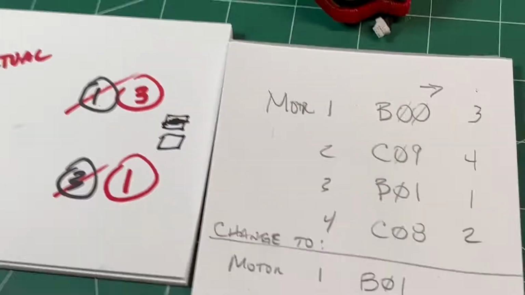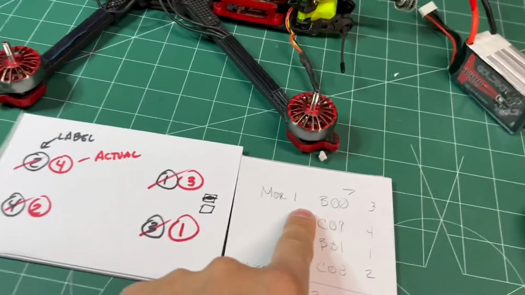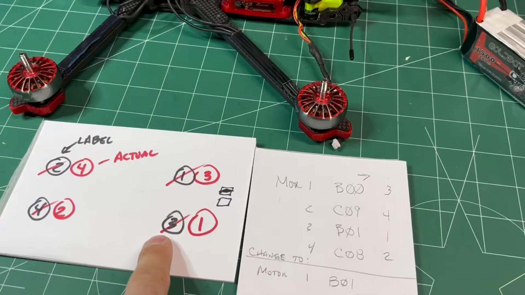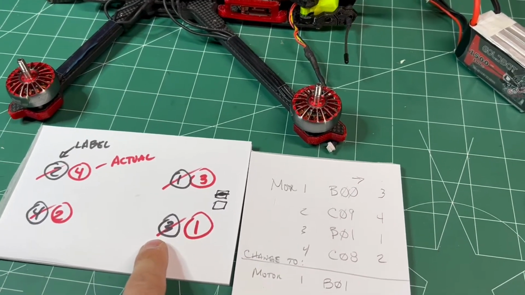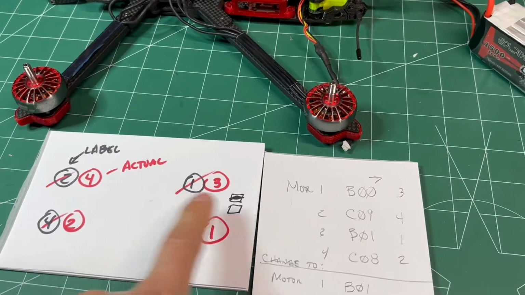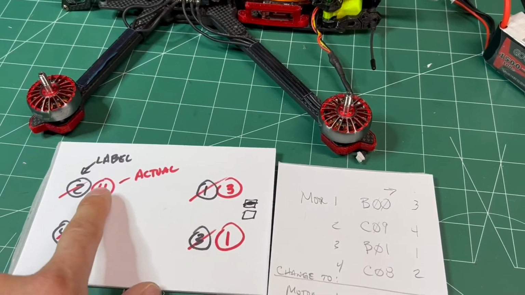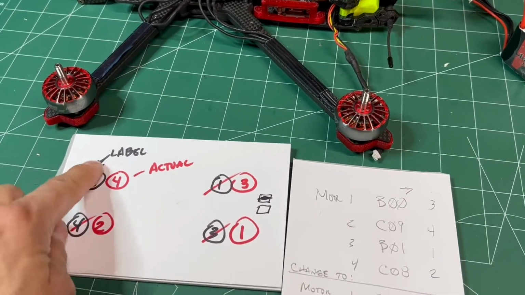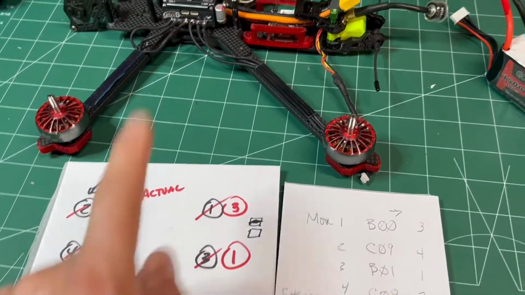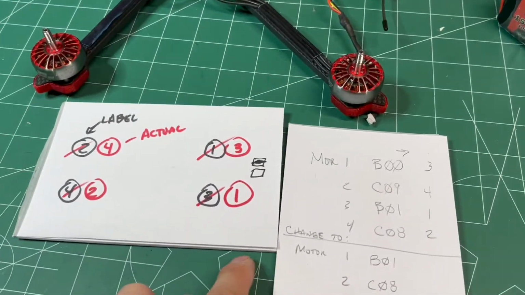So what needs to be done? Well, we know that motor 1 needs to be motor 3. Motor 2 needs to be motor 4. Motor 3 needs to be motor 1. And motor 4 needs to be motor 2, so that they're aligned to the actual labels on the device as it should have been in the first place.